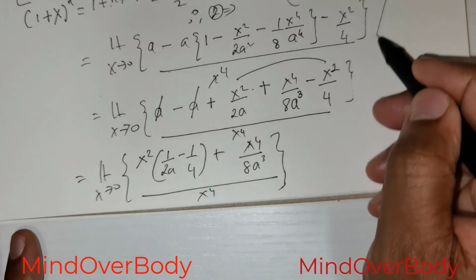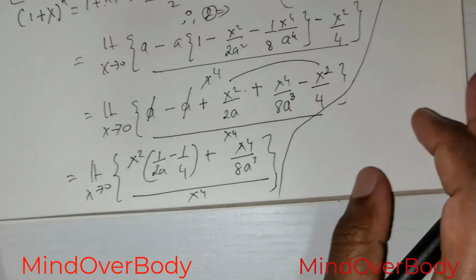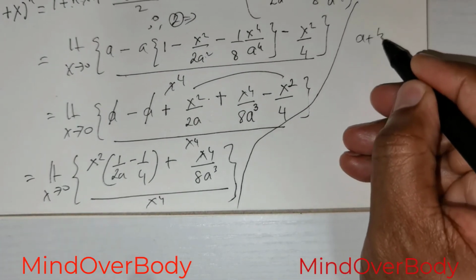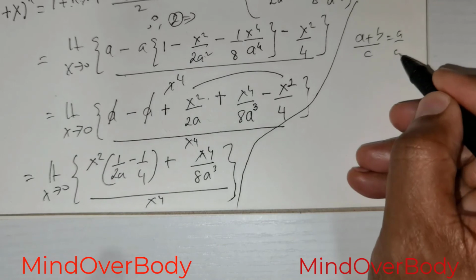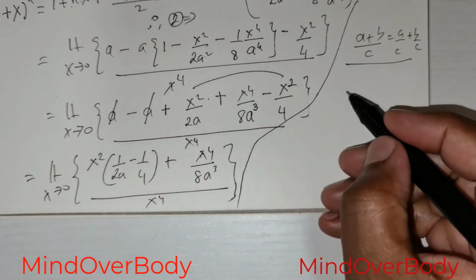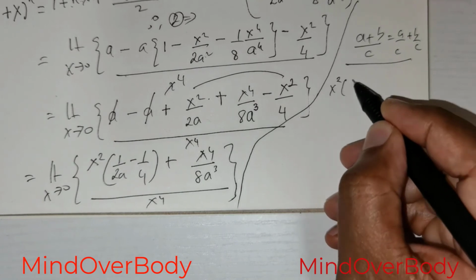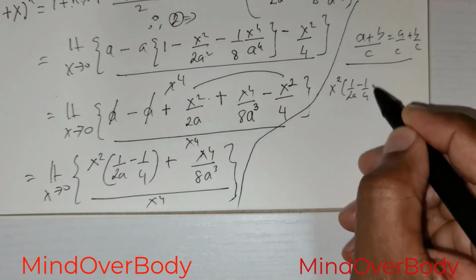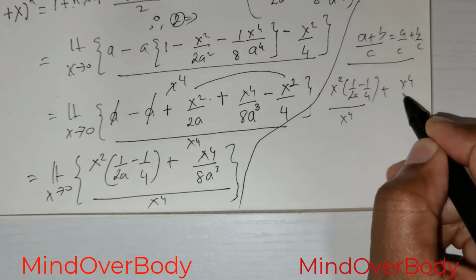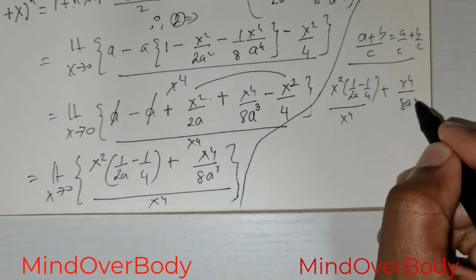Now I'm going to use this part for your understanding. By the algebraic law, if I have (a + b)/c, I can rewrite it as a/c + b/c. So I'm going to write this as x^2 (1/(2a) − 1/4) / x^4 + (x^4 / (8a^3)) / x^4.